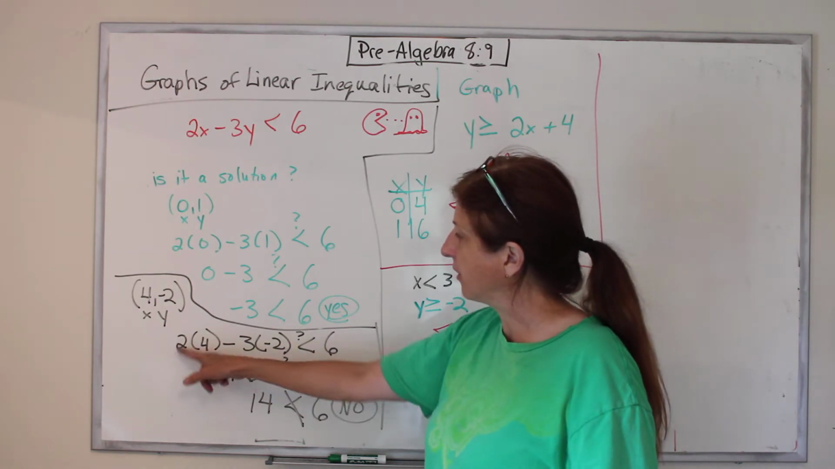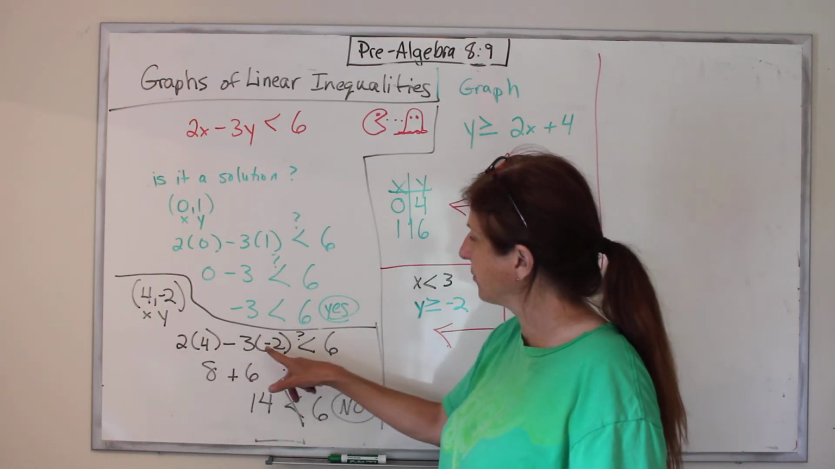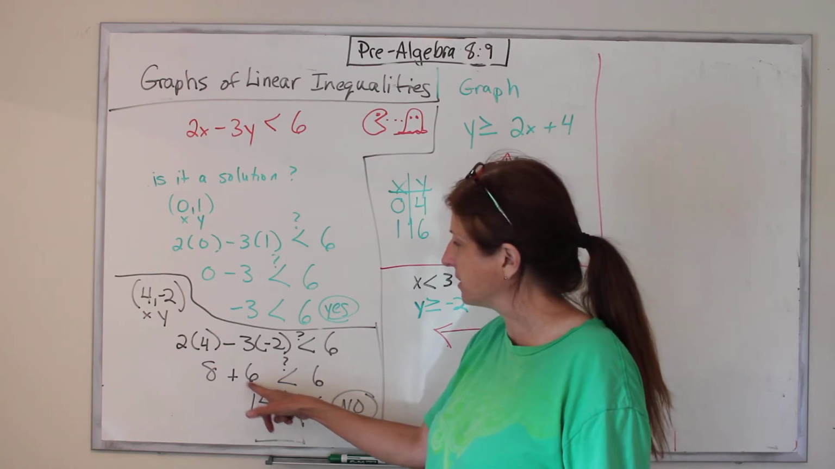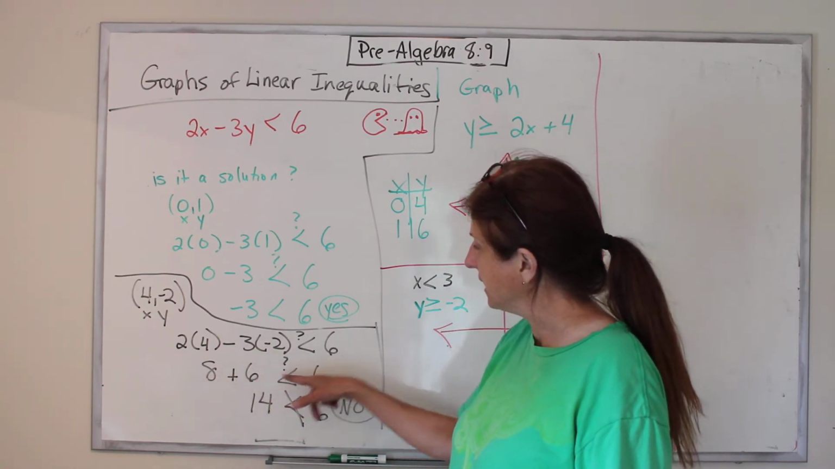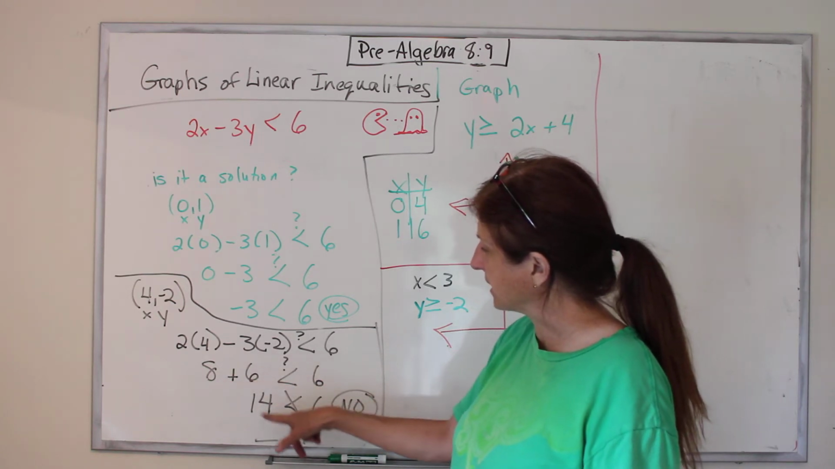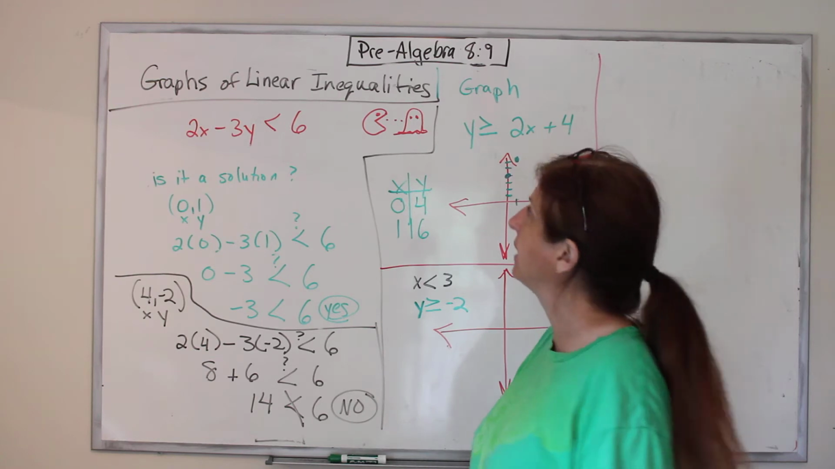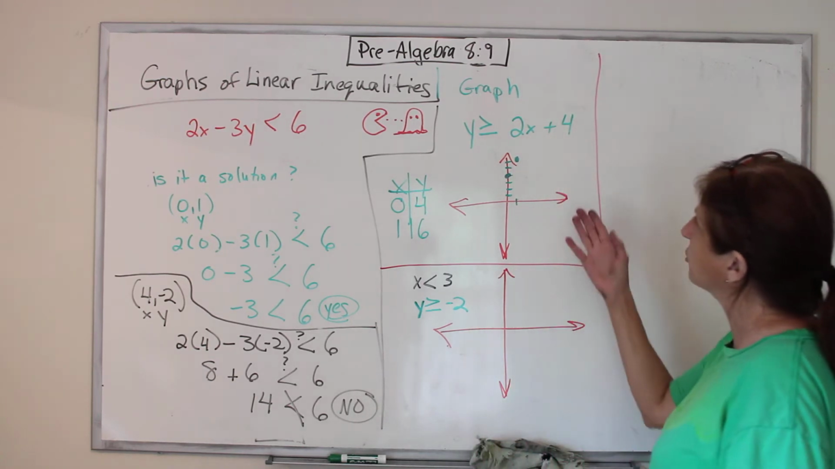Then we do the math. 2 times 4 is 8. Negative 3 times negative 2 is positive 6 because 2 negatives make a positive. 8 plus 6, is that less than 6? 8 plus 6 is 14. It is not less than 6, so the answer is no. Alright?